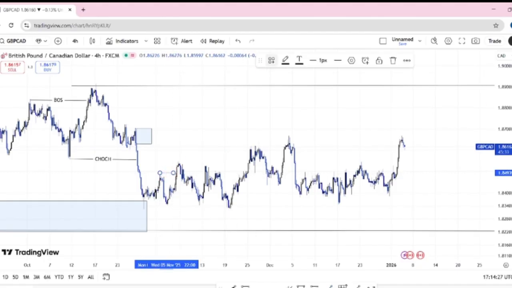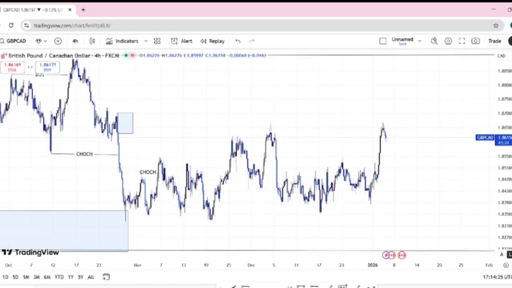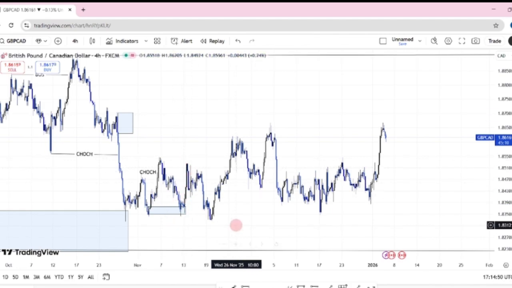You need to understand the difference between internal and external change of character. Very important. So we have this internal change of character, and if you look at the price action closely, price came back into this other block at this level. You had this expansion to the upside, and after having this expansion, we were expecting this price to push all the way to the upside, but price never did. So this high was still maintained.